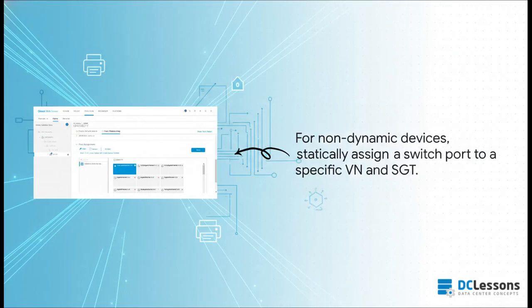But what about those devices that can't do dynamic authentication, right? Things like a printer or maybe a building management sensor. For those, you've got static port assignment. This interface lets you pick a specific port on an edge switch and manually assign it to a virtual network and a security group. This gives you a static, totally predictable connection for those non-dynamic endpoints.